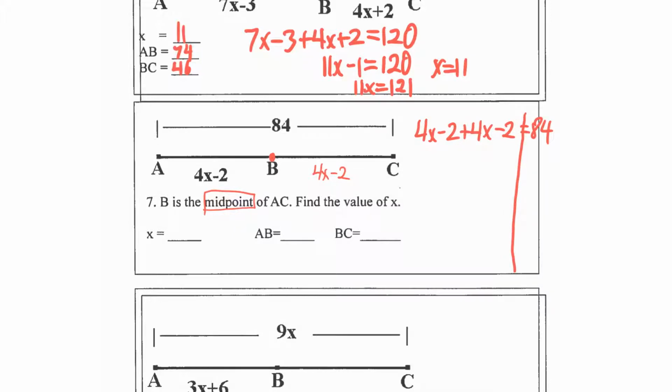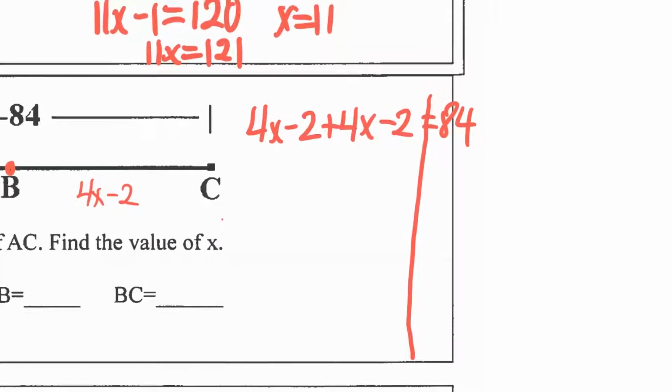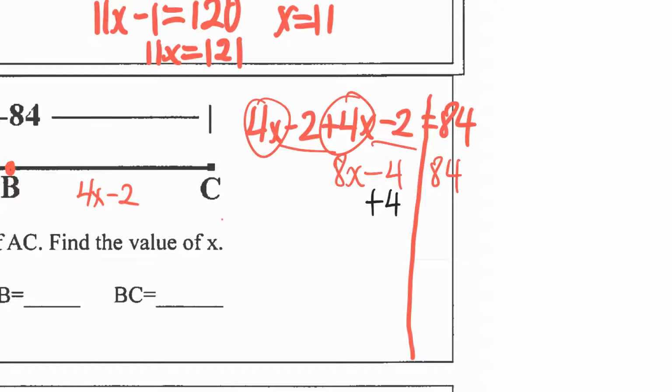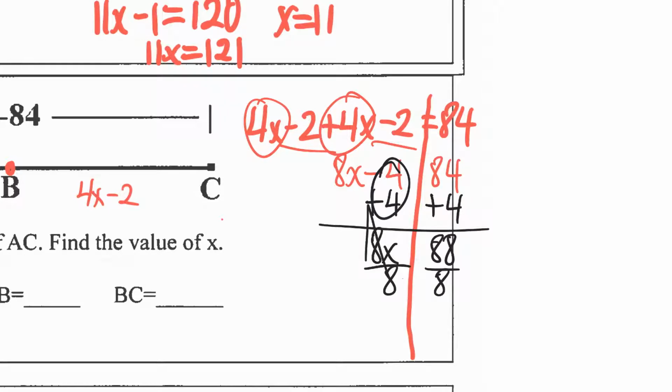Right? And the reason I could put this 4x minus 2 here is because it said that B is the midpoint. So that's how I know that this piece and this piece are equal. And then from there, it's just doing algebra. So we get 8x minus 4 equals 84. Just combining all my like terms. And we add 4. So 8x equals 88. Divide by 8. Getting a bunch of 11s today.